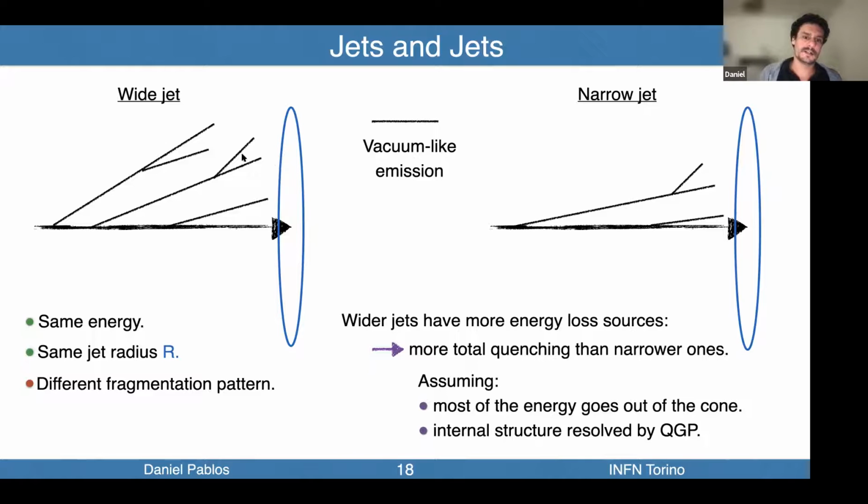It also assumes that the internal structure is resolved by the QGP, that these splittings have actually been formed and that the medium has been able to resolve them, such that the color dipoles have been decorrelated, or the wavelength of the exchanged gluon with the medium is small enough to resolve the separation of this dipole.